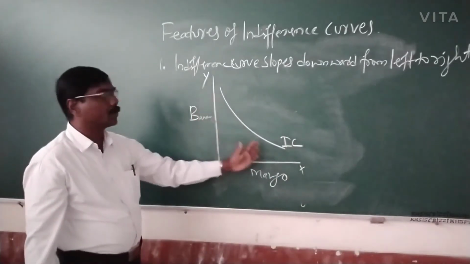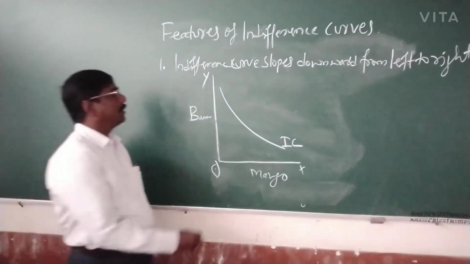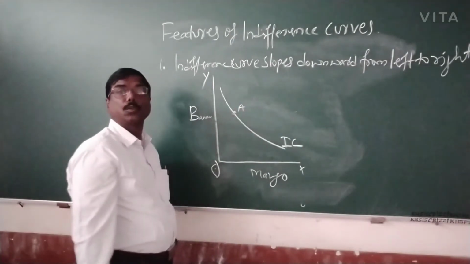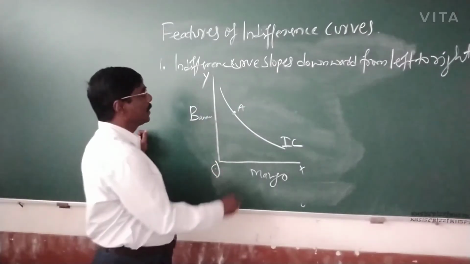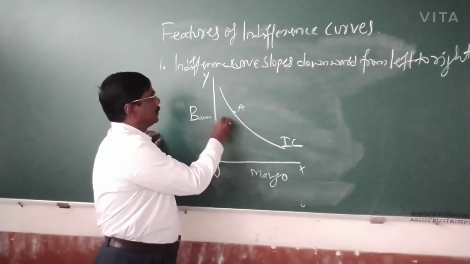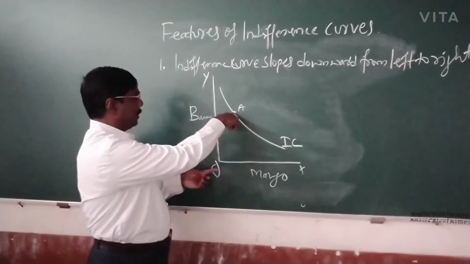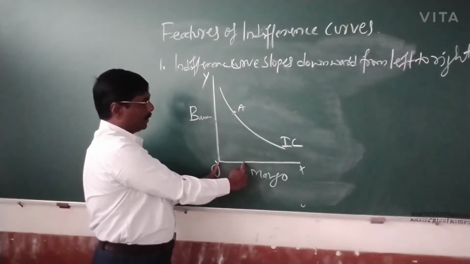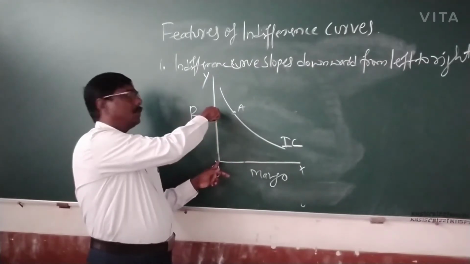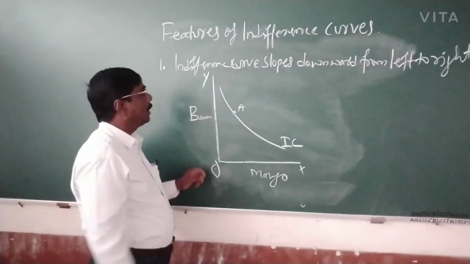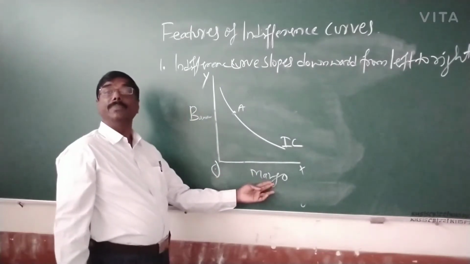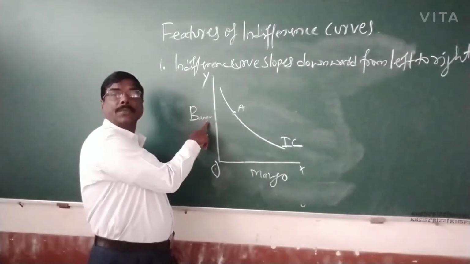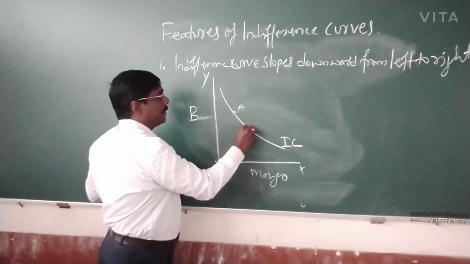An indifference curve slopes downward from left to right. Say a combination of two goods: here the consumer is consuming this much mango and this much banana at A. If he wants to consume more mango, he has to sacrifice banana, say at the B combination.